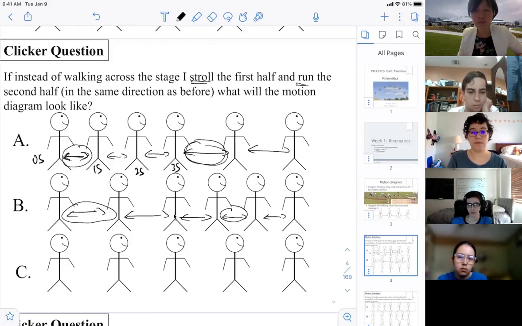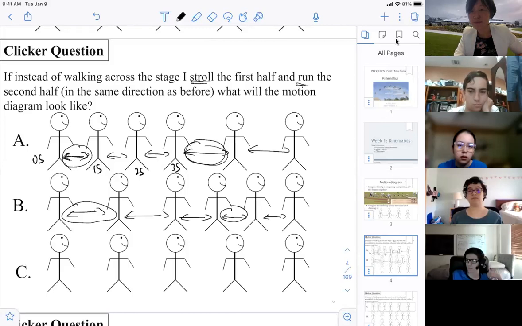Start with shorter and then longer later on. Yes, very good. Why is that? It's because you're not moving as fast in the beginning, so you're not covering as much distance in each second, and then as you begin to run, you would cover more distance per second, and so the interval would be longer. Very good, Grant.